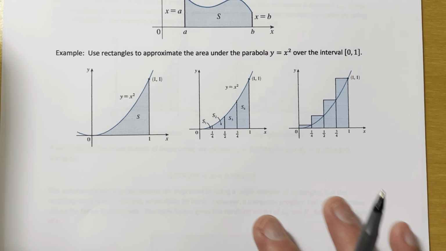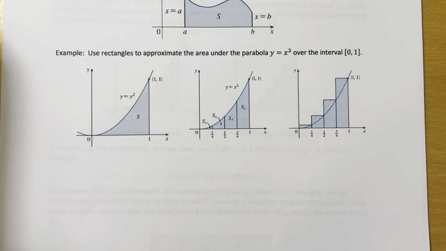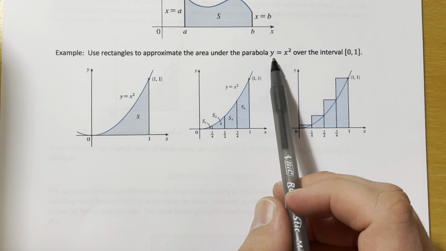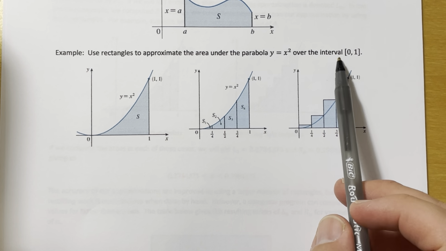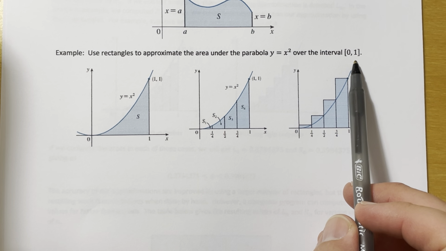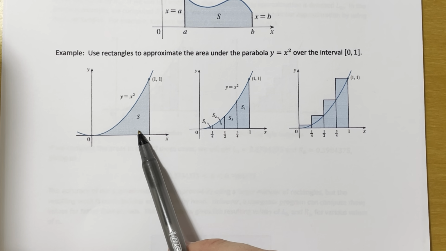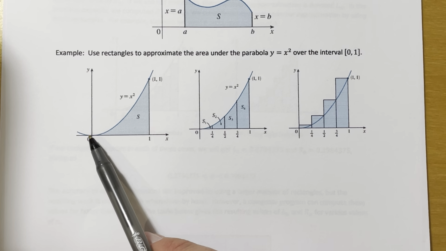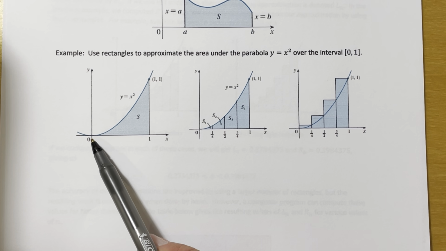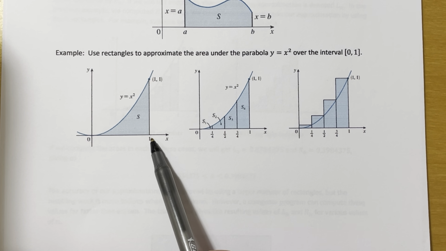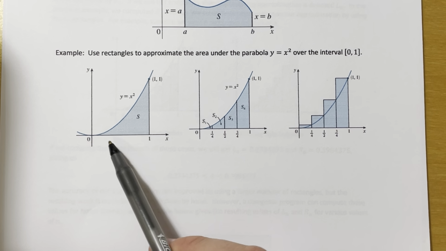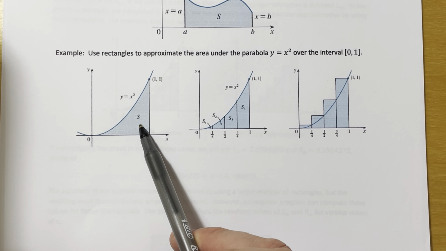We're going to start with this example, which is going to carry us through about half of this section. We're going to be dealing with just this one example kind of over and over again. We would like to approximate the area under the parabola y equals x squared over the interval 0, 1. And you can see here, this is what that region would look like. This is the parabola y equals x squared. Here you see the interval from 0 to 1 on the x-axis. And trapped between that curve and the x-axis on that interval is this region S.